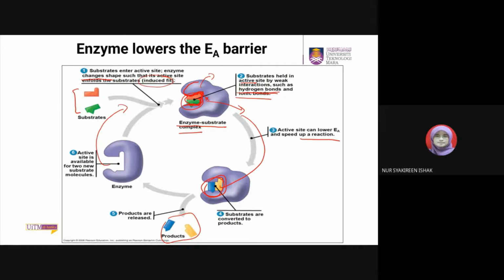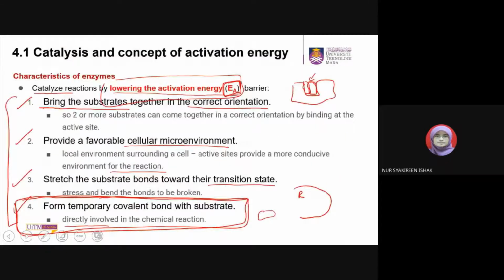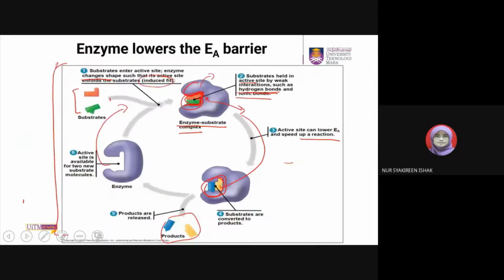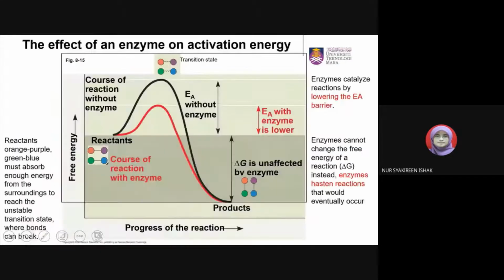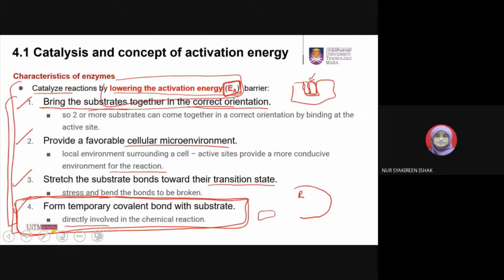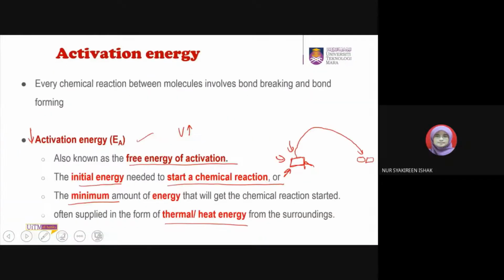So you should be able to relate this diagram with this slide, how the enzyme lowers the activation energy. It brings the substrates together in a correct orientation, see? So in a correct orientation, like that. Okay, you can see the slide here. So it provides a favorable cellular microenvironment, stretches the substrate bond towards the transition state, and forms a temporary covalent bond with the substrate. So you should be able to relate this point with this diagram.